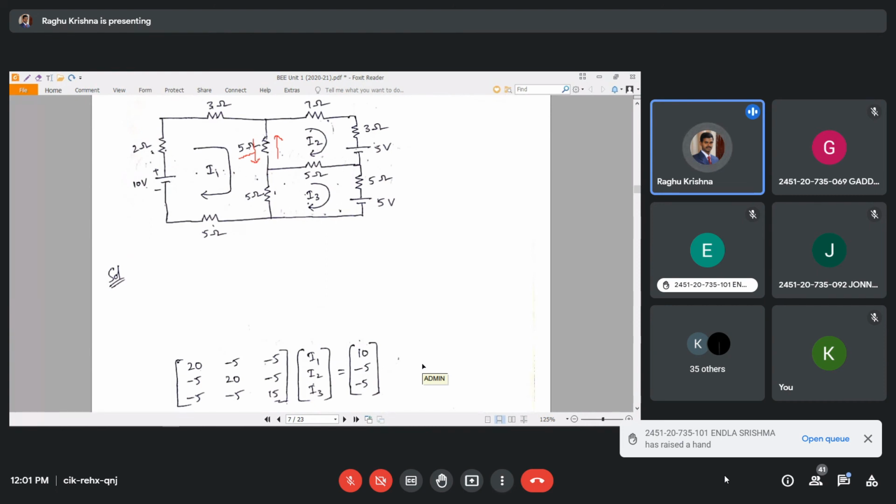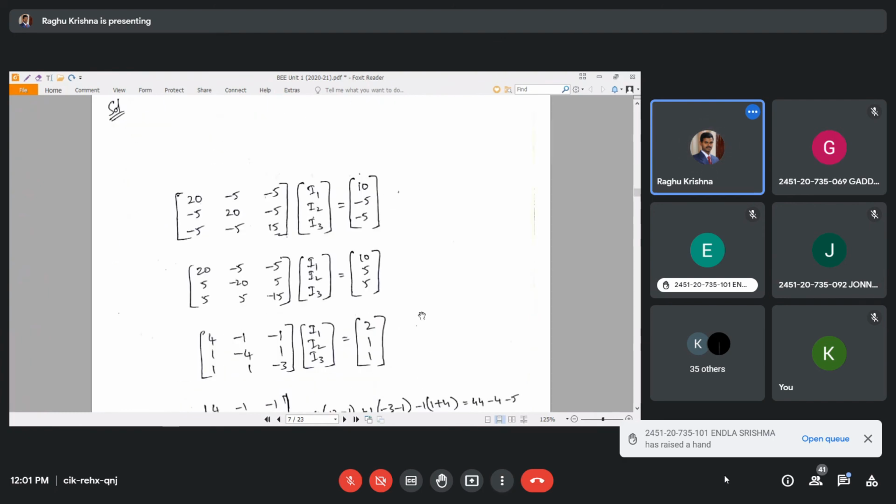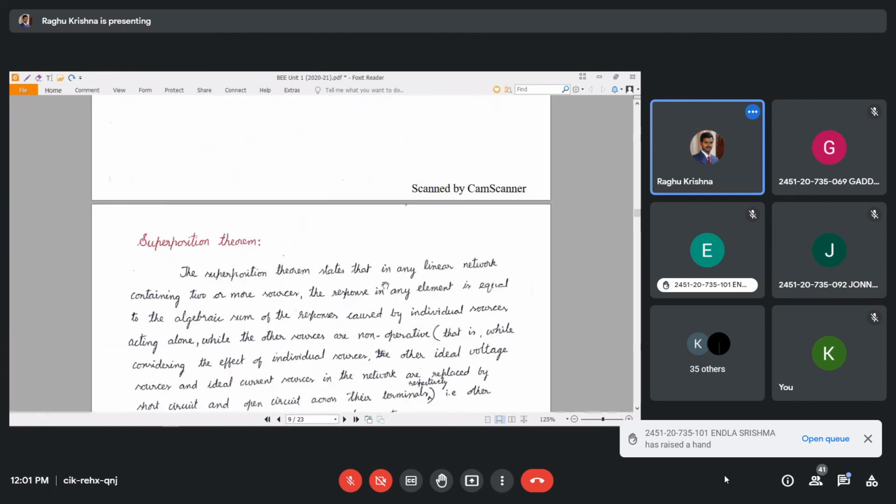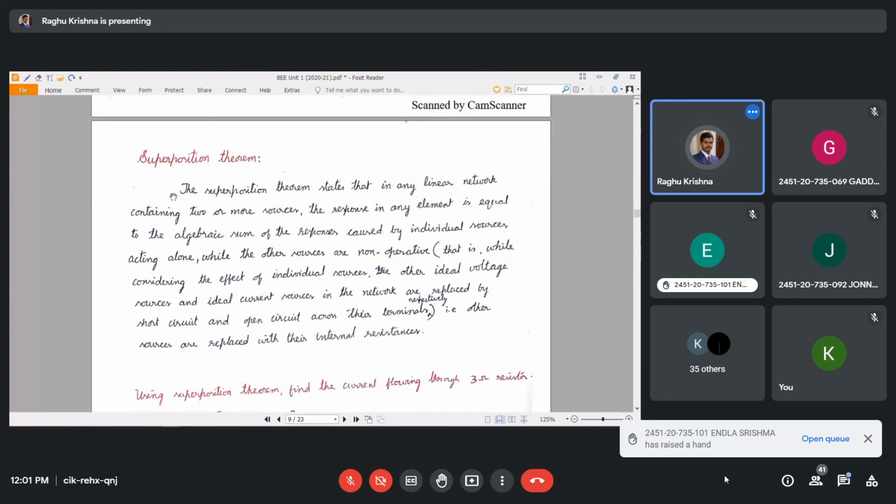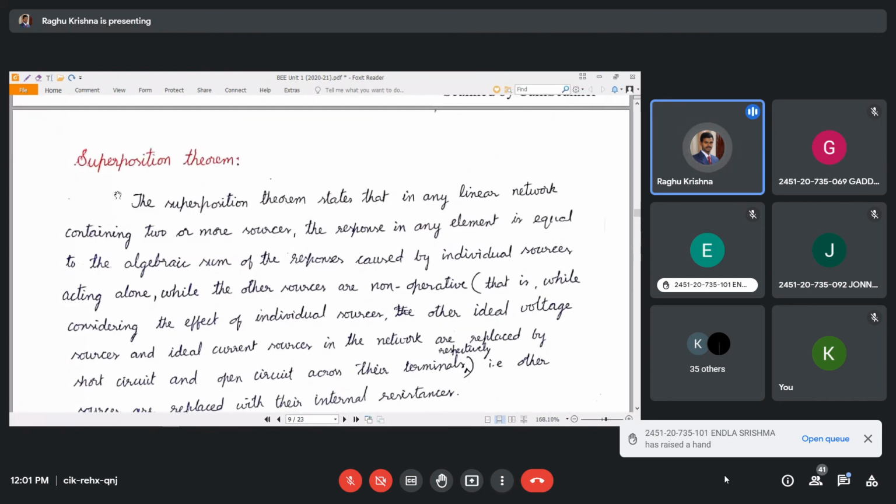So this is about Kirchhoff laws and the problems based on Kirchhoff laws. So next one is Thevenin's theorem. Sorry, in the syllabus it is mentioned superposition theorem first. First I am going to explain this superposition theorem, next Thevenin's, next Norton's.